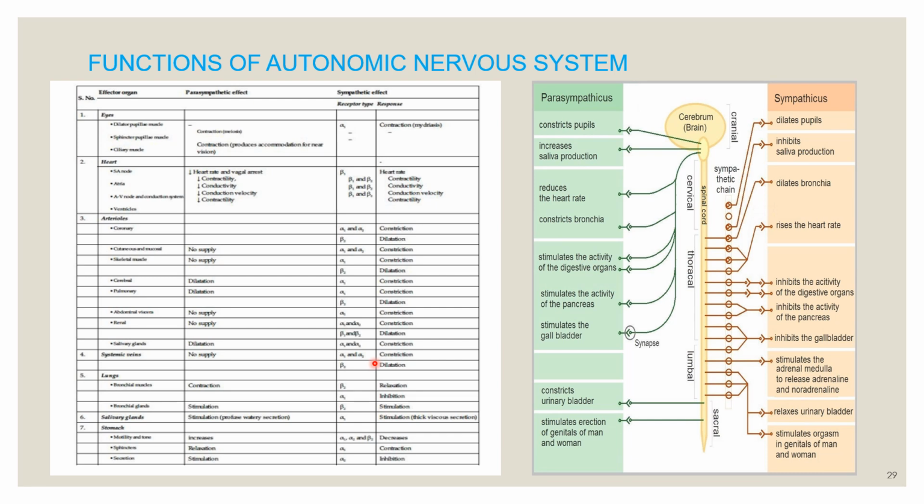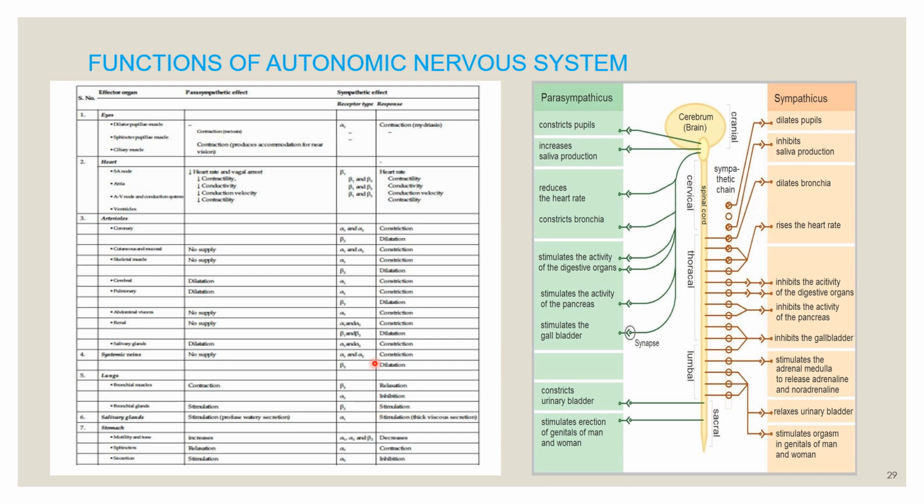And through beta 2 receptors in the skeletal muscles, it causes increased glycogenolysis. And the basal metabolic rate is increased through beta 2 receptors of the sympathetic nervous system. The mental activity is also increased because of the sympathetic nervous system. Okay, so these are the functions of the sympathetic and parasympathetic nervous system.